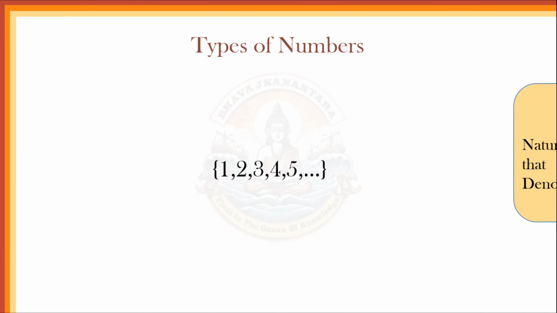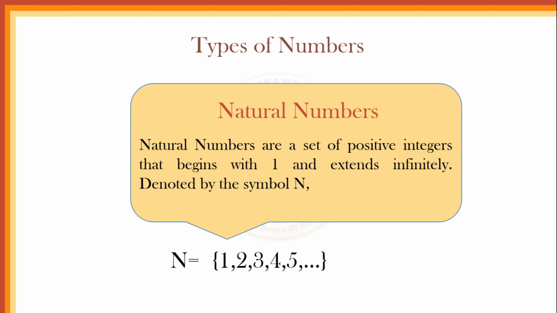First one is natural numbers. Natural numbers are a fundamental set of positive integers that begins with 1 and extends infinitely. These numbers are the foundation of counting and ordering, forming the simplest set in the number system. The key characteristic and property of natural numbers is that it starts from 1 and that sequence continues indefinitely like 1, 2, 3, 4, 5, 6 and so on.